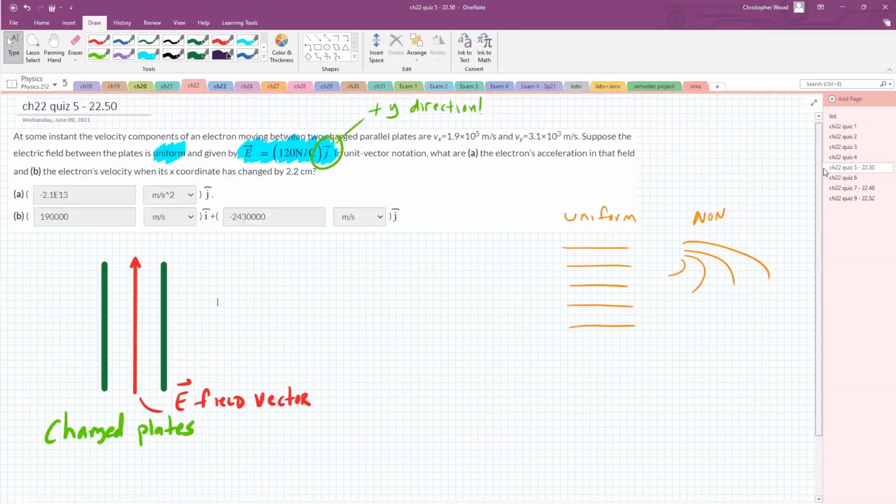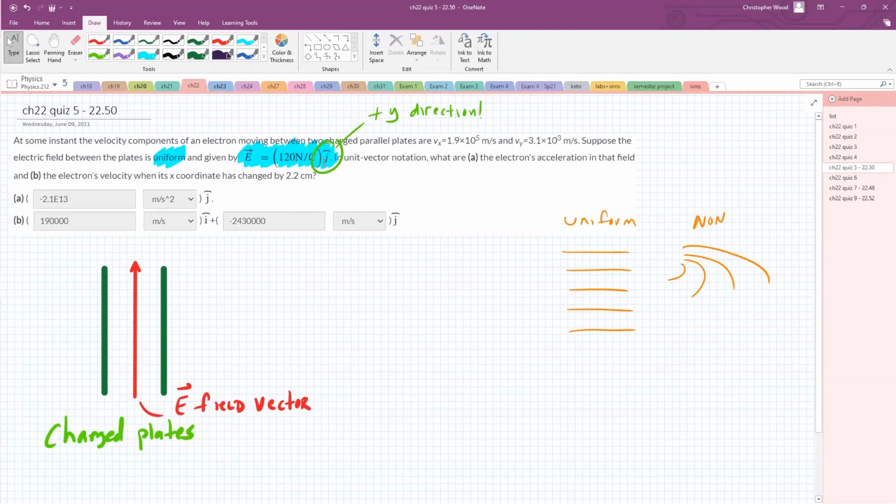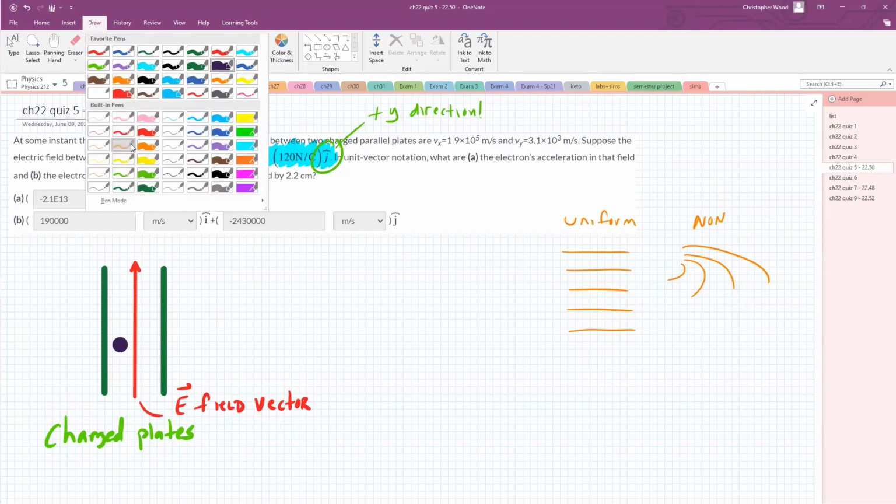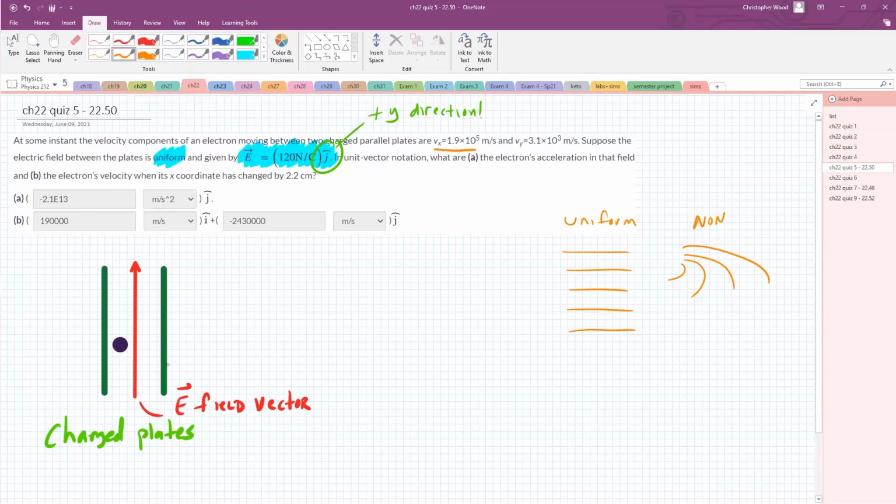Okay, so an electron is between the two plates. So here's an electron right here. There's my electron. And at this moment, it has an x velocity. This is Vx, that's my x velocity. And it has a y velocity. So here's the y velocity. That looks like this. An x velocity and a y velocity.